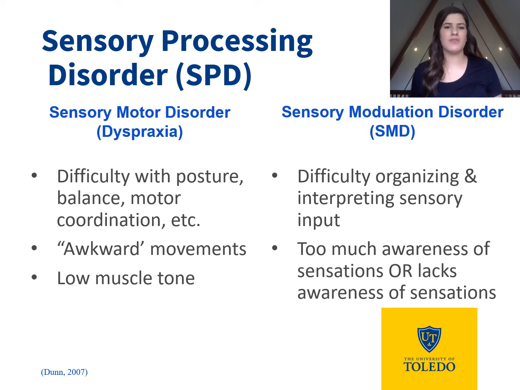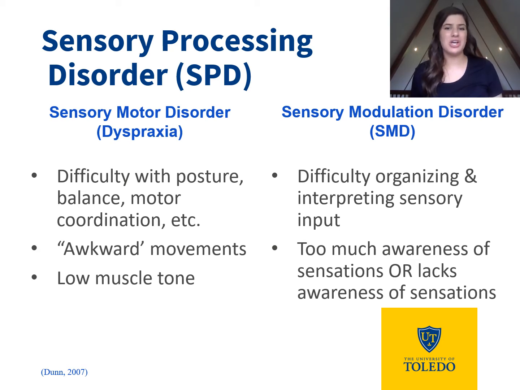These individuals are often clumsy, they have poor posture, and low muscle tone. Sensory modulation disorder, which is what we're going to discuss throughout the rest of the presentation, is having difficulty organizing and interpreting sensory information that leads to disruption in completing needed occupations. In regards to the sensory processing patterns that we just discussed, individuals with SMD experience sensory input at a more intense level than a typical person, which makes it hard for them to complete needed occupations.